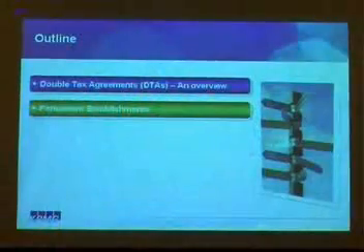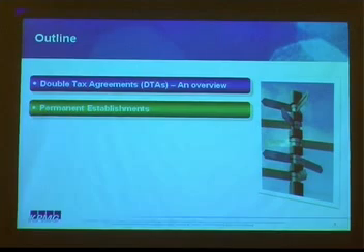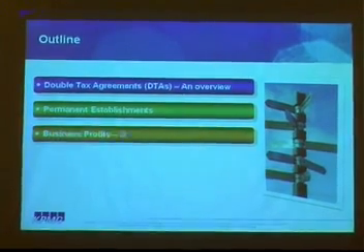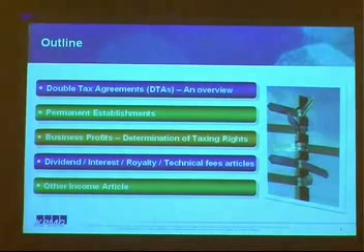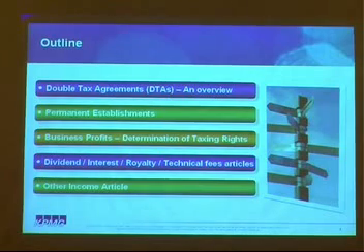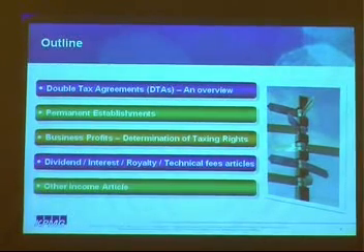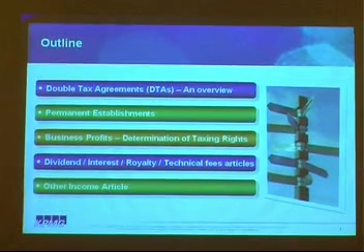In terms of what I'm going to cover, I've split this into 5 points. These are, first of all, double taxation agreements in terms of an overview. What are they? Secondly, I'll talk about permanent establishments. I think perhaps if I ask many of you here, one of the concepts that you might be most familiar with in relation to DTAs is that of PEs.